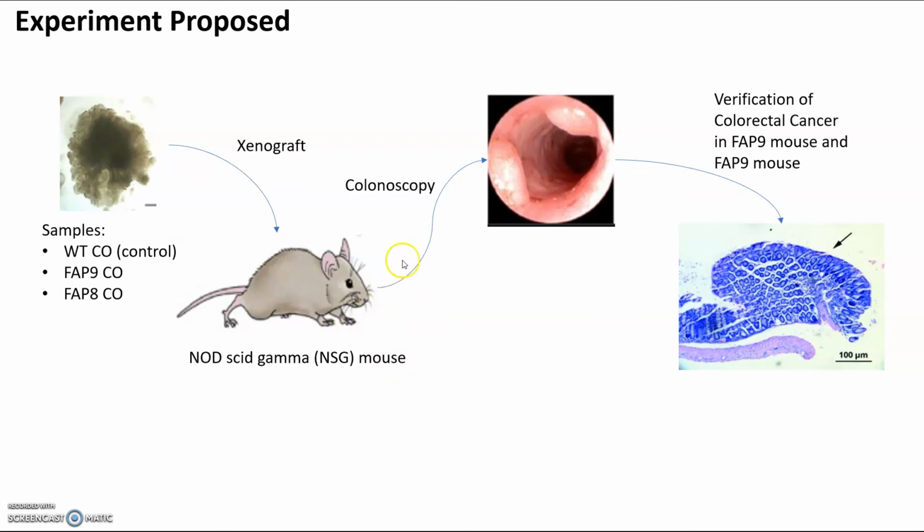colonoscopy sample from that mouse, and then have a verification of the colorectal cancer in the FAP9 mouse and the FAP8 mouse. So you could take that sample and then do a staining to verify that the FAP8 and the FAP9 mouse did indeed cause colorectal cancer versus the wild type colonic organoids that would not cause colorectal cancer. So that wraps up the limitations on Crespo et al.'s work.